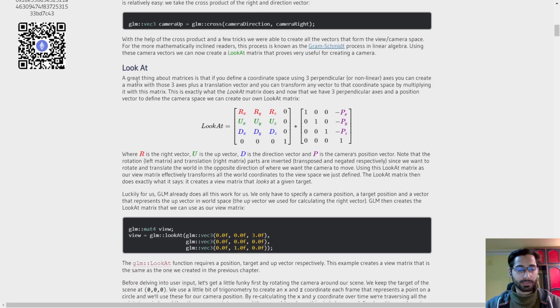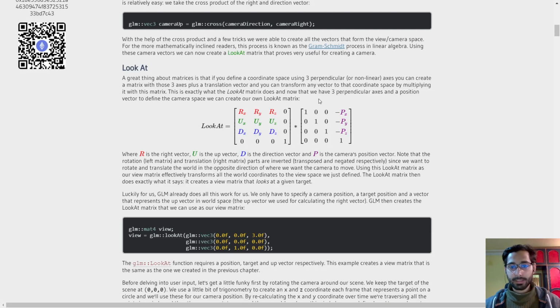Now we're going to create something called a look at matrix. A great thing about matrices is that if you define a coordinate space using three perpendicular or non-linear axes, you can create a matrix with those three axes plus a translation vector, and you can transform any vector to that coordinate space by multiplying it with this matrix. This is exactly what the look at matrix does, and now we have three perpendicular axes and a position vector to define the camera space. We can create our own look at matrix.